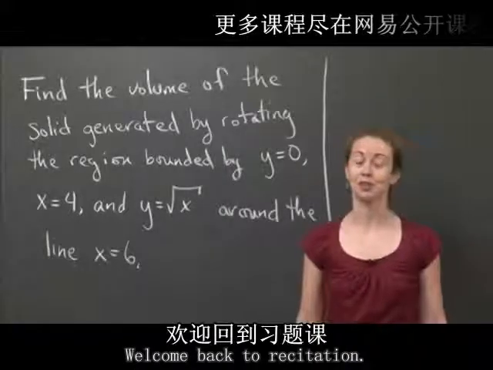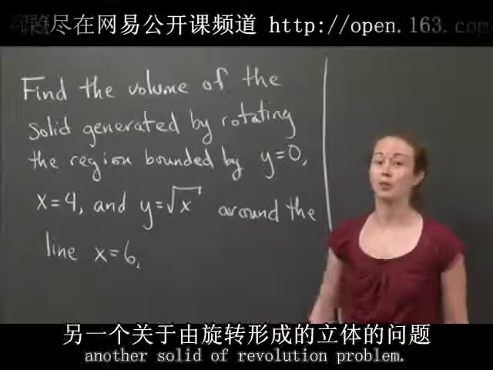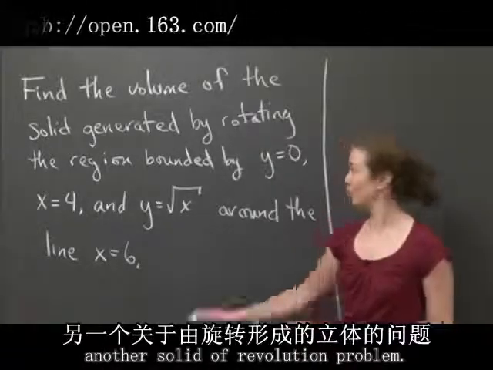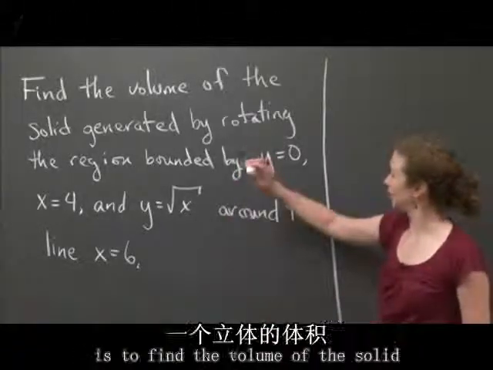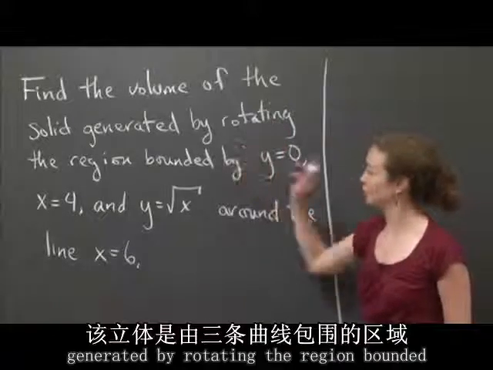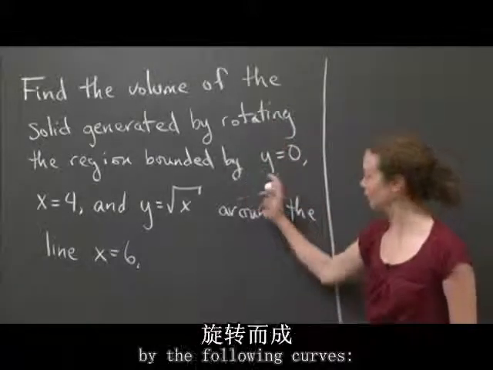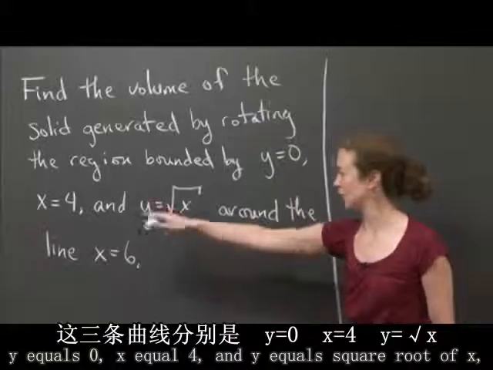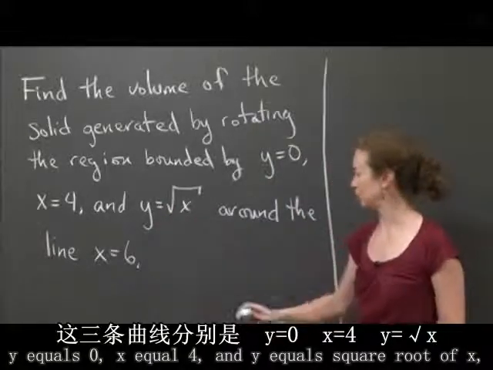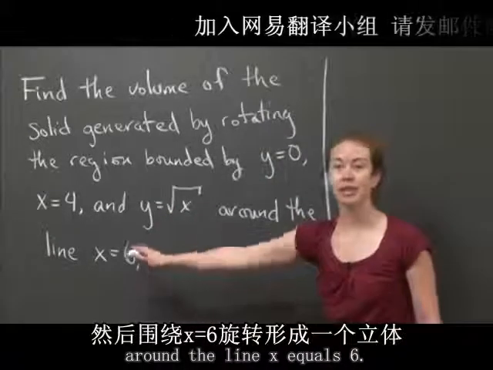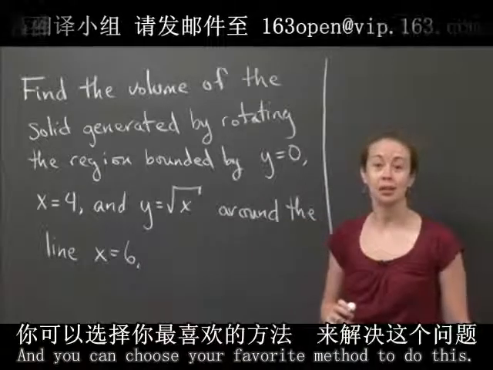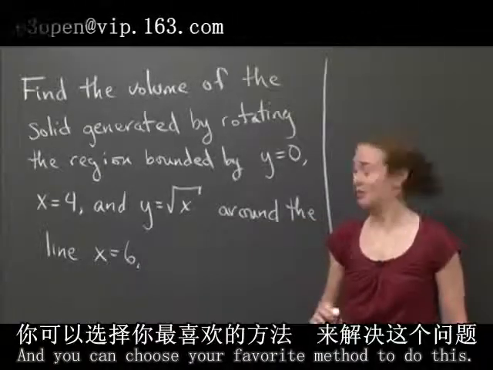Welcome back to recitation. In this video, we're going to do another solid of revolution problem. What I'd like to do is find the volume of the solid generated by rotating the region bounded by the following curves, y equals 0, x equals 4, and y equals square root of x, around the line x equals 6. And you can choose your favorite method to do this.